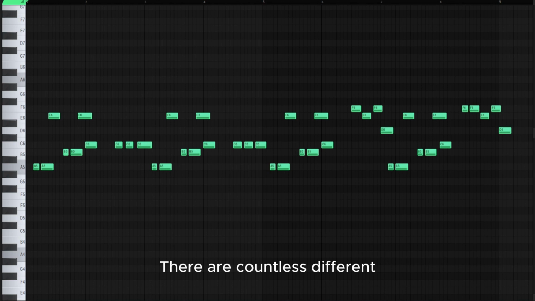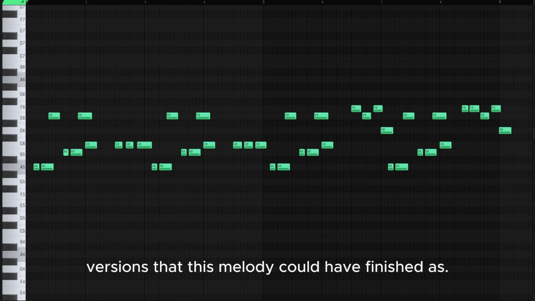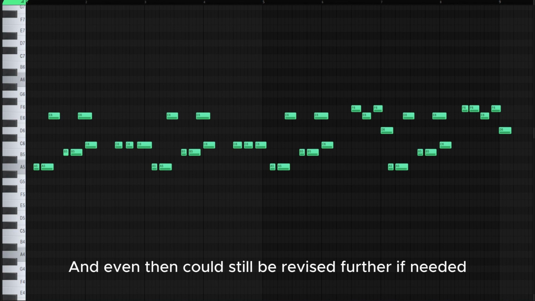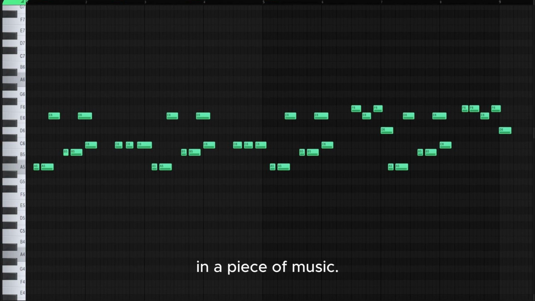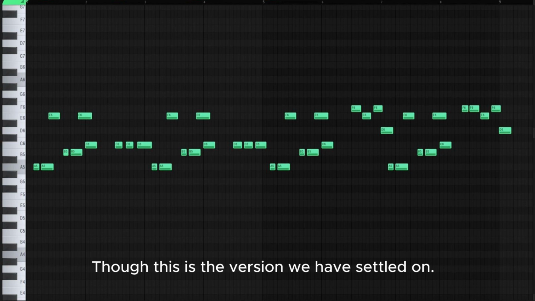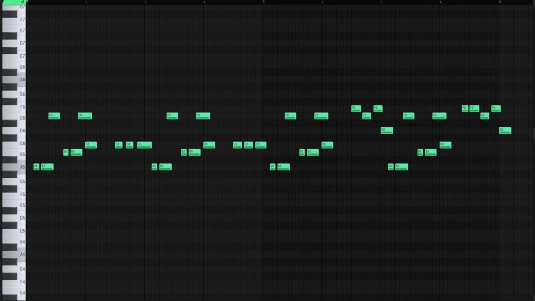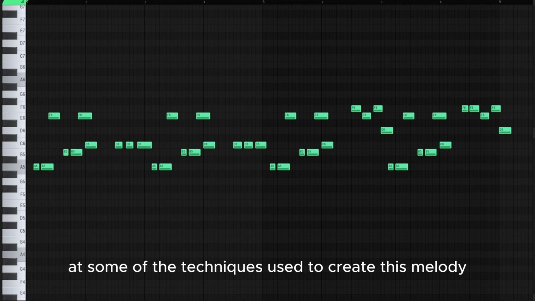There are countless different versions that this melody could have finished as, and even then could still be revised further if needed, depending on harmonic content and other elements that play along with this melody in a piece of music, or even depending on the type of role you want the melody to have, though this is the version we have settled on. So let's take a look at some of the techniques used to create this melody.